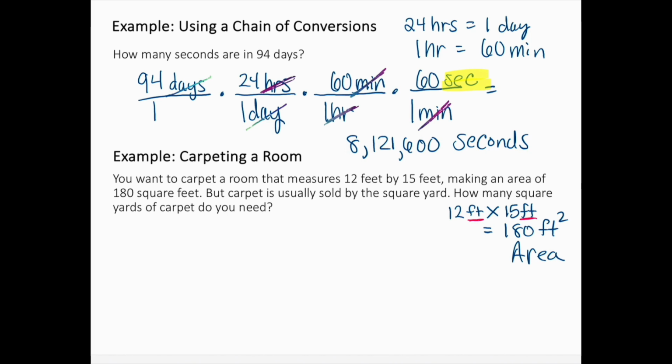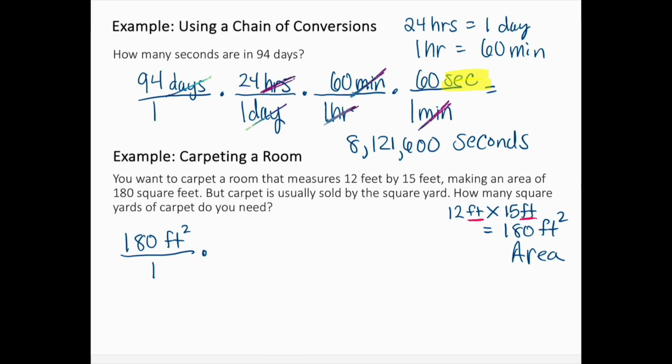It says the carpet is usually sold by the square yard. How many square yards of carpet do we need? So we know what the area is for the carpet in terms of feet squared, but the question tells us that we need to figure it out in terms of square yards instead, because that's how the store sells it. So we're going to start with what we know. We have 180 feet squared over 1.